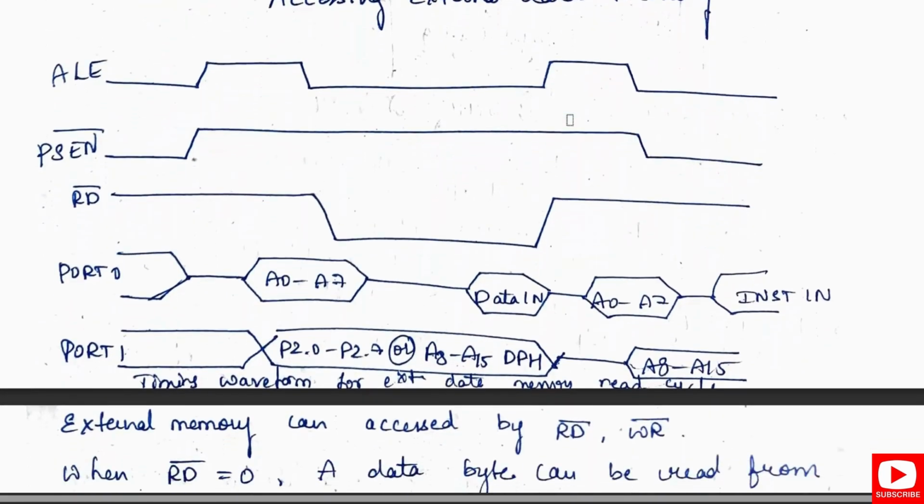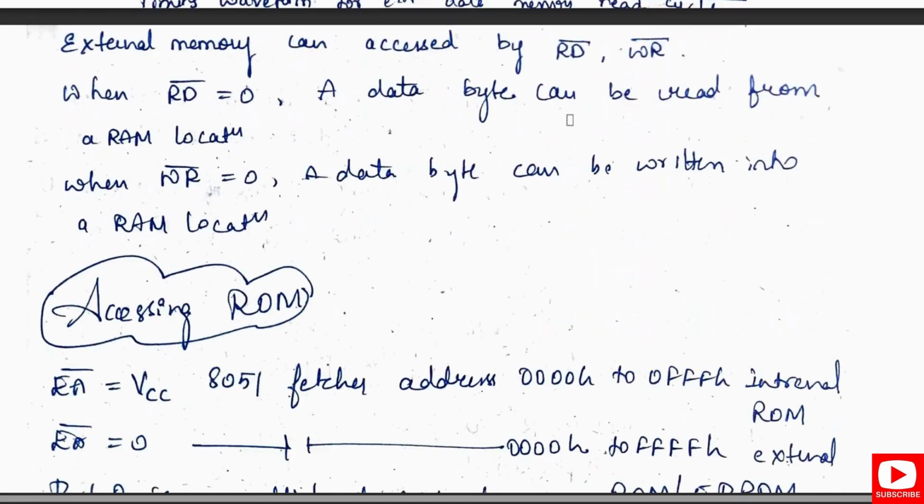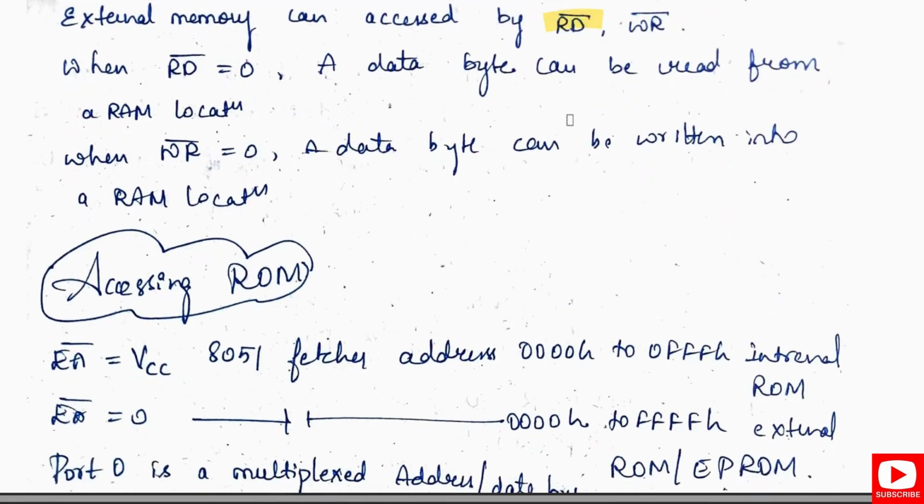This is our timing waveform for the external data memory read cycle. Next, external memory can be accessed by what? Read bar and write bar. If read bar is 0, a data byte can be read from the RAM location. If write bar is 0, a data byte can be written into the RAM location.